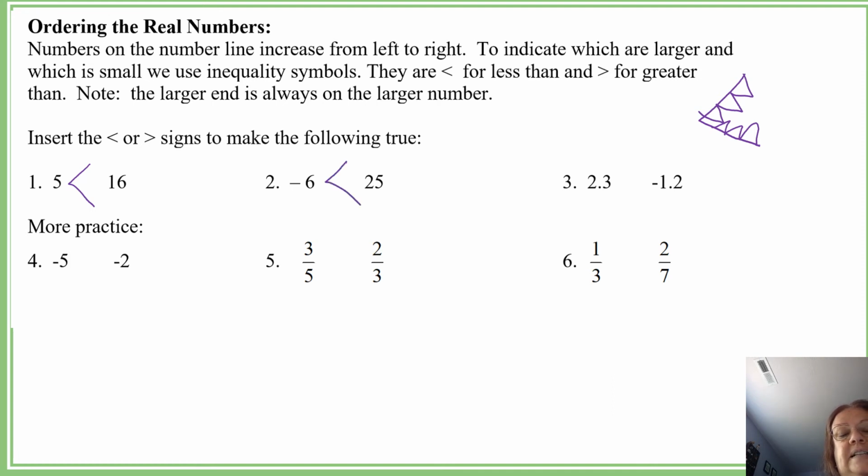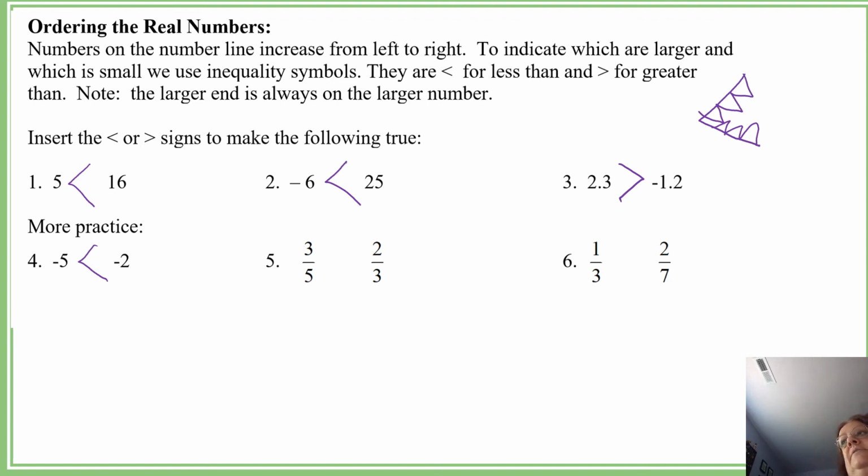-6 is less than 25. 5 is less than 16. 2.3 is actually greater than -1.2. -5 is less than -2. This makes it hard to remember this. All right, less than, I'm more negative, which means I'm less than the -2. I know it can be confusing.